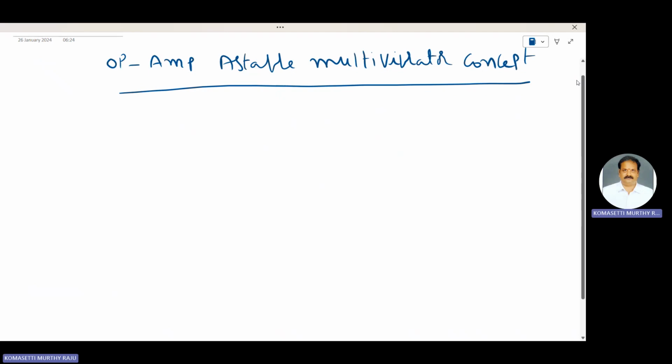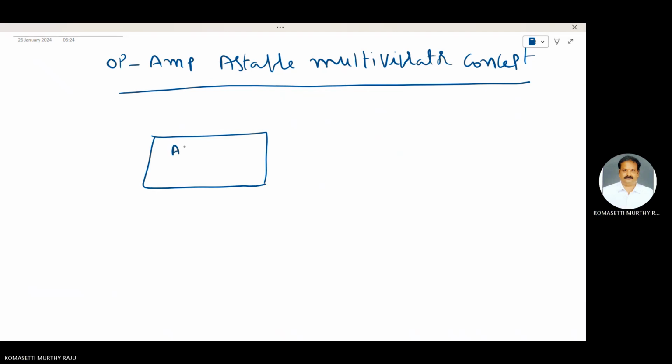An astable multivibrator is a free-running oscillator having two quasi-stable states. This one is an astable multivibrator using Opamp. It is used to generate a square wave.